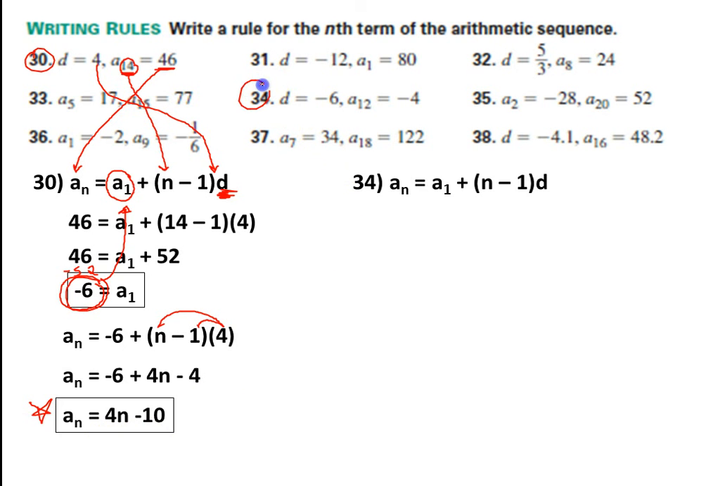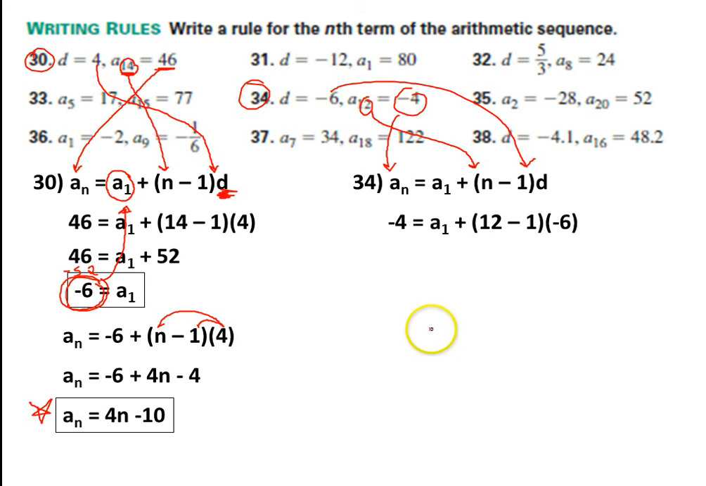Okay, now let's look at the next one. d is negative 6. Okay, so we're going to pull that negative 6 into our d. And this tells us 2 things. We get an answer of negative 4 when n is 12 and our d is negative 6. Well, 12 minus 1 is 11. 11 times negative 6 is negative 66. Add your 66. a sub 1 is 62.